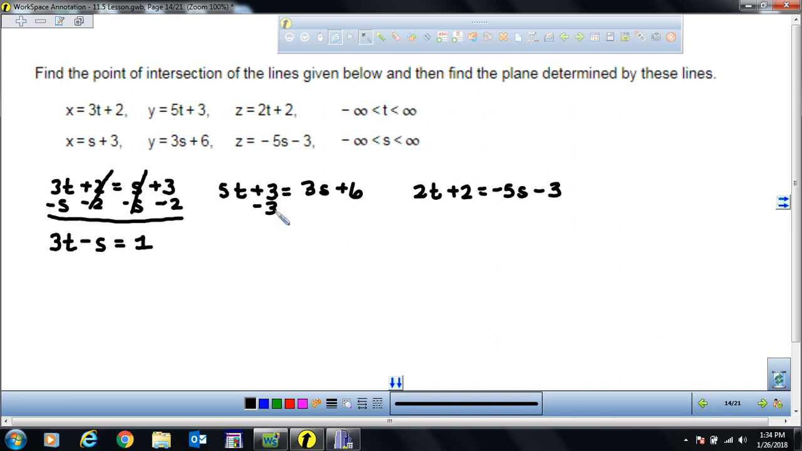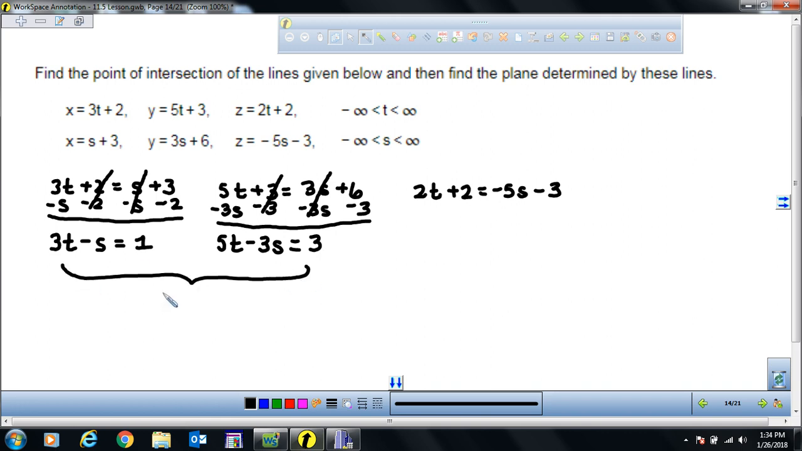Let's do the same thing here. Let's move this constant over to the other side, and let's move the 3s over to this side. That will give us the equation 5t minus 3s equals 3, since the constants cancel right here. So, using these two equations, I'm going to solve using the method of addition: 3t minus s equals 1, and the other equation, 5t minus 3s equals 3.